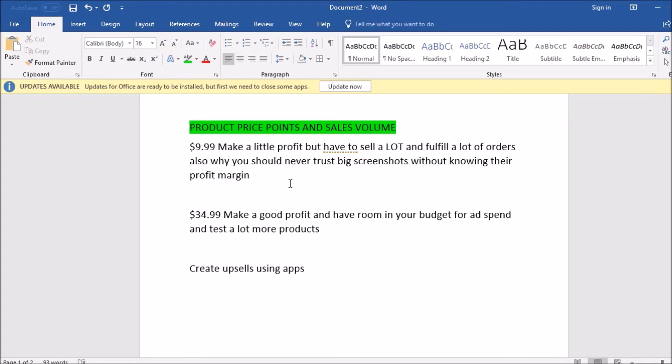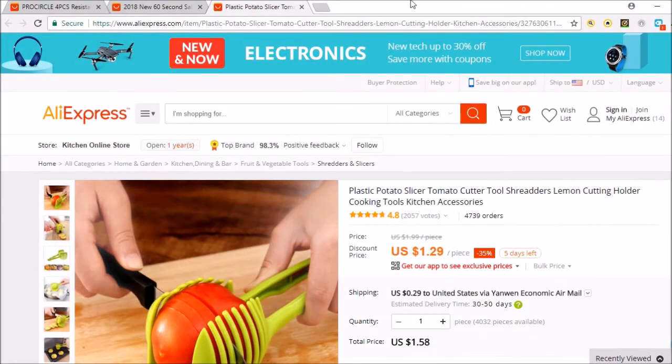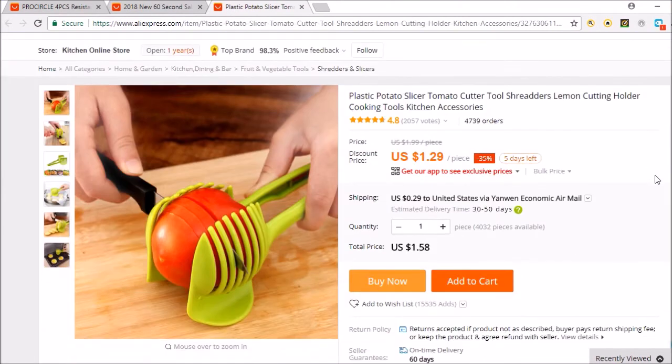What I mean by that is, let's say that you're selling something for $9.99. Let's go back to these products that I had pulled up. Let's use this one for example. So this thing is $1.29, and let's say you could sell this for $9.99. So this would be a good product, but then you take out what it cost you to acquire that customer through a Facebook ad and what your ad spend has been, you're not left with much profit. So what happens there is you have to fulfill a lot of orders.